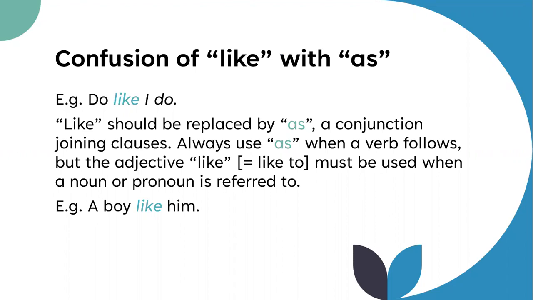Our first one is confusion of like with as. Example: do like I do. Like should be replaced by as, a conjunction joining clauses. So: do as I do. Always use as when a verb follows, but the adjective like, because like, too, must be used when a noun or pronoun is referred to. A boy like him.